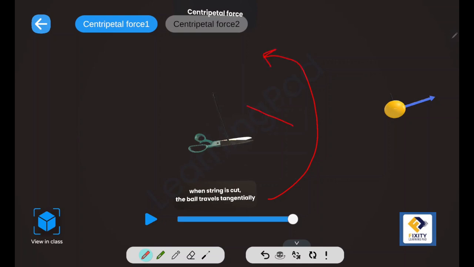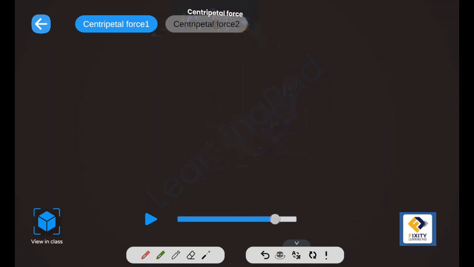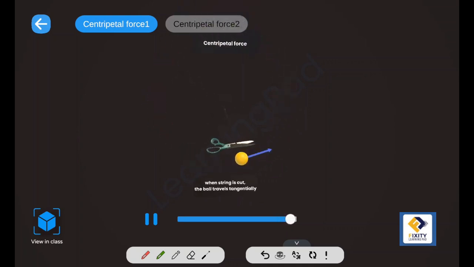Why? Because the center seeking force, the centripetal force, was the one which was constantly changing its direction, constantly making it stay in a circular path. But right now, since the centripetal force is lost because the string is cut, and the string was the one providing the centripetal force, holding the ball and attracting it towards the center, the ball is going to fly tangentially. Let us go through it again. The ball is going to fly away tangentially the moment it is cut.